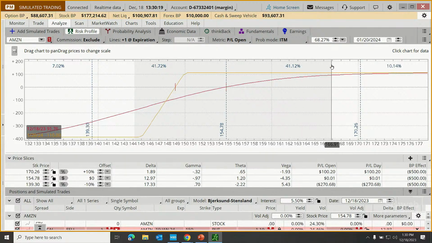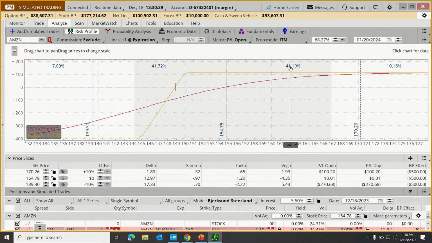So it's telling us, another way to say that is there's about a 68% chance that we're going to be between about 167 to the upside and about 144 to the downside on the expiration of our trade. All right, so that's the gray.